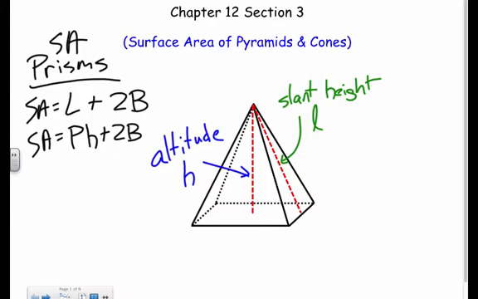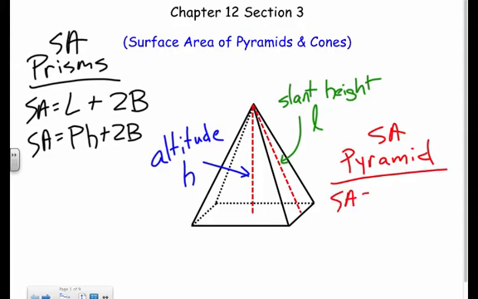And before, what you would have done is you would have found the area of the four triangles separately, and then the area of the base, and added them all together. But we're going to go and use our lateral area and the area of the base. So let's talk about how this would work. So if I'm going to find the surface area of a pyramid or a cone now, I'm just going to write pyramid down.